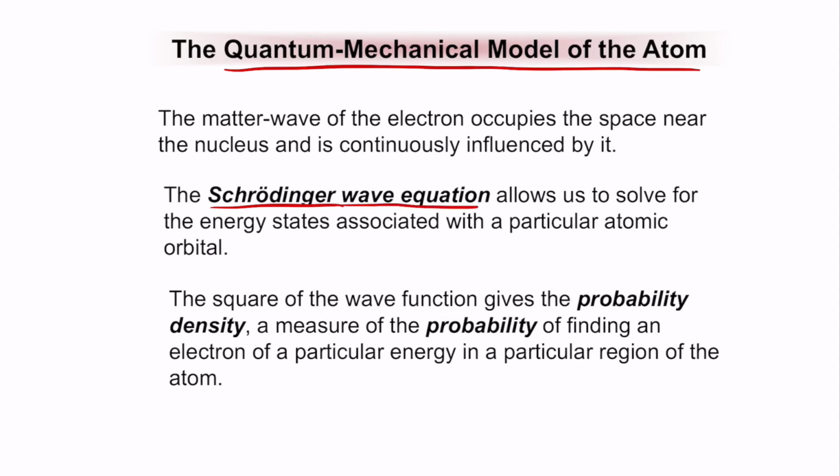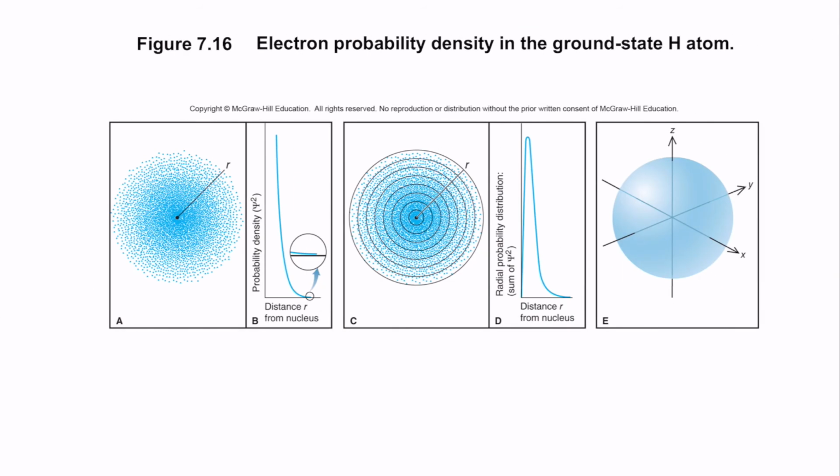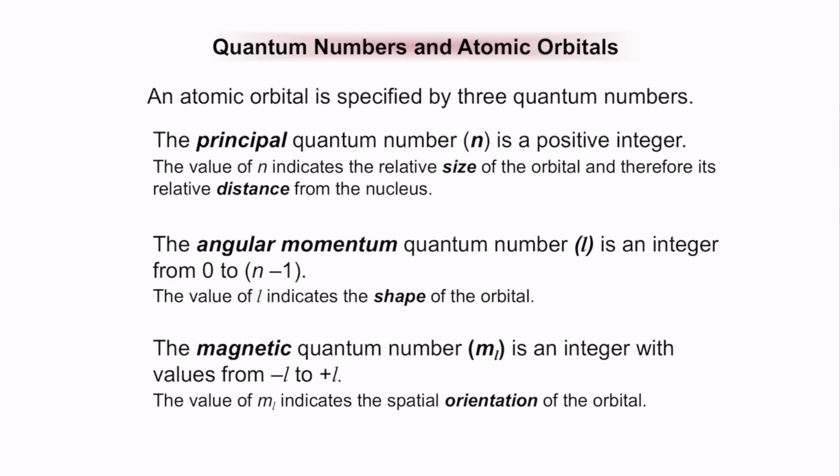He explained that by using Schrödinger's wave equation, which allows us to solve the energy states associated with a particular atomic orbital. He stated that the square of the wave function gives the probability density, which is the measure of the probability of finding an electron of a particular energy in a particular region of the atom. For an s orbital, the electron probability is very high at a single region. As you go farther and farther away, the chance of finding the electron becomes lesser and lesser. This is the s orbital's shape, and this is how we propose the s orbital shape.